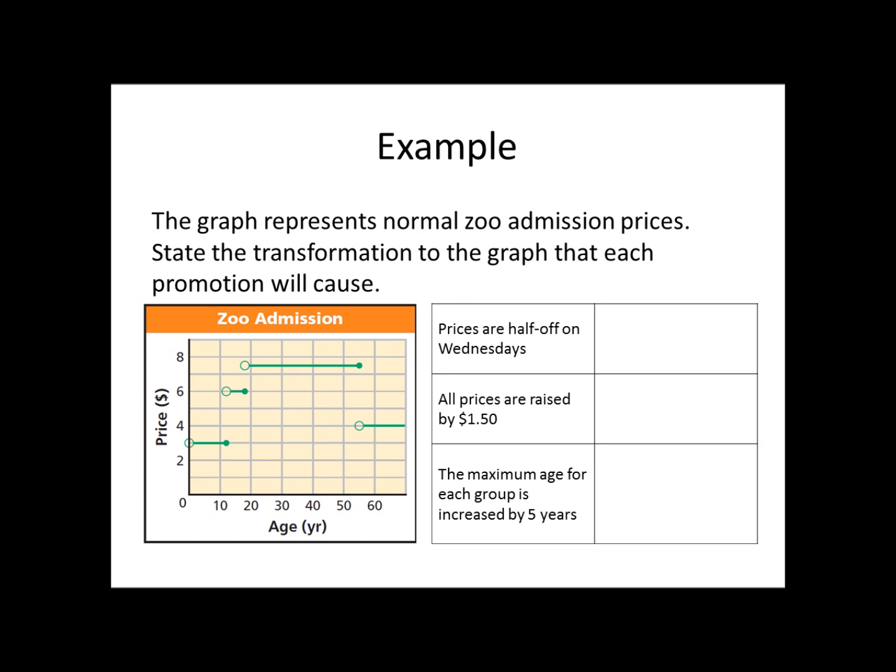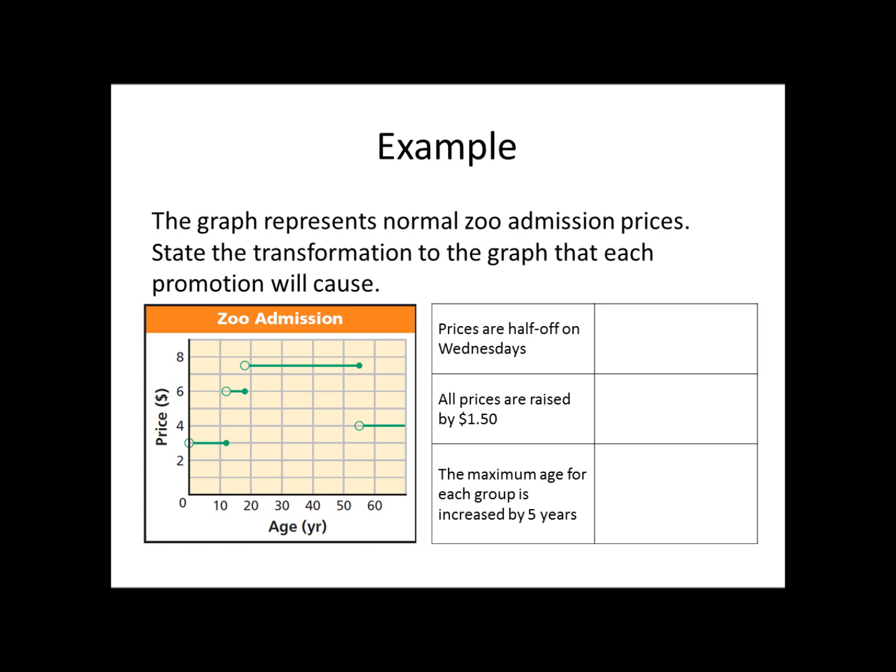Now let's take a look at a story problem. This graph represents normal zoo admission prices. We're going to state the transformation to the graph that each promotion will cost. So we see our graph is what it would normally cost to get into the zoo. For somebody my age, it's going to cost them $7.50 to get into the zoo. But there are these promotions going on.